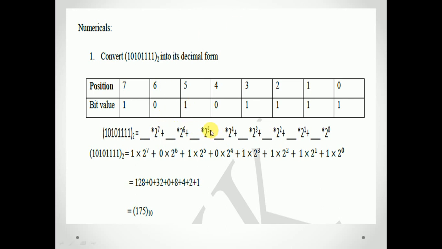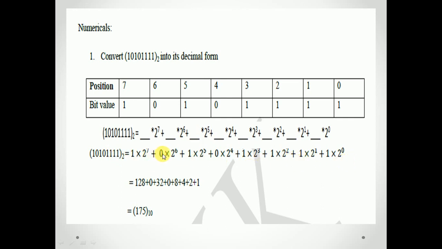Similarly, for the 5th position, you write 1. For the 4th position, you write 0 again. For the 3rd position, the bit value is 1. For the 2nd position also, the bit value is 1. For the 1st position, the bit value is 1. And for the 0th position, the bit value is again 1. So fill in the blanks and the equation will be like this.